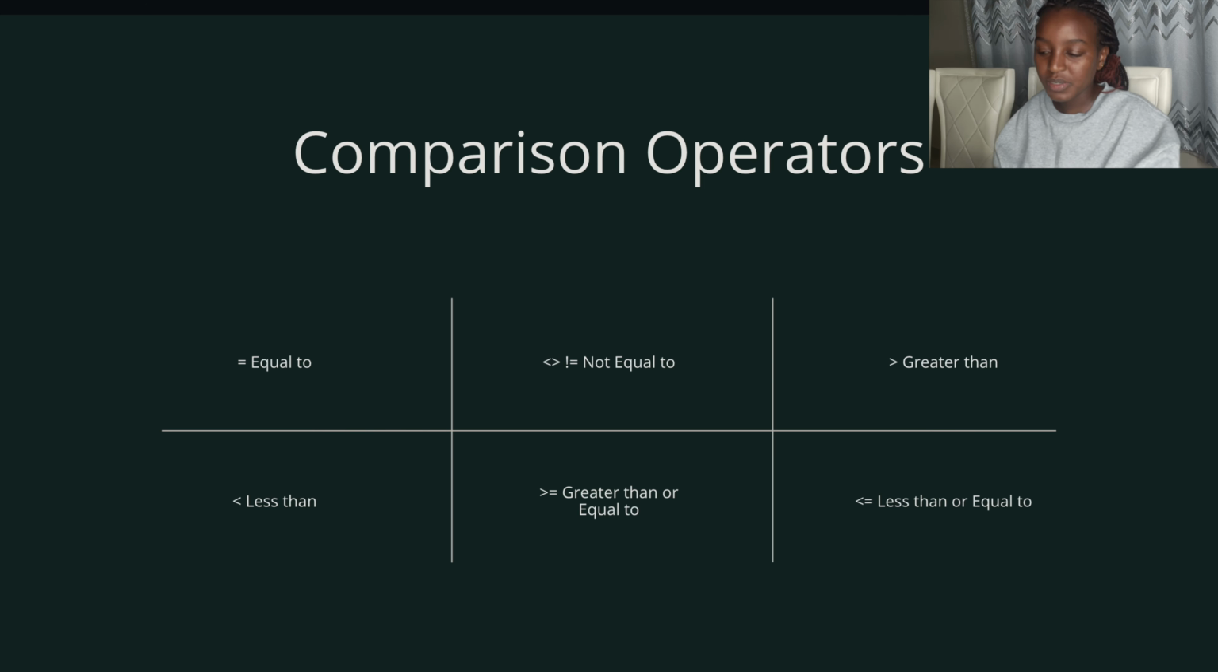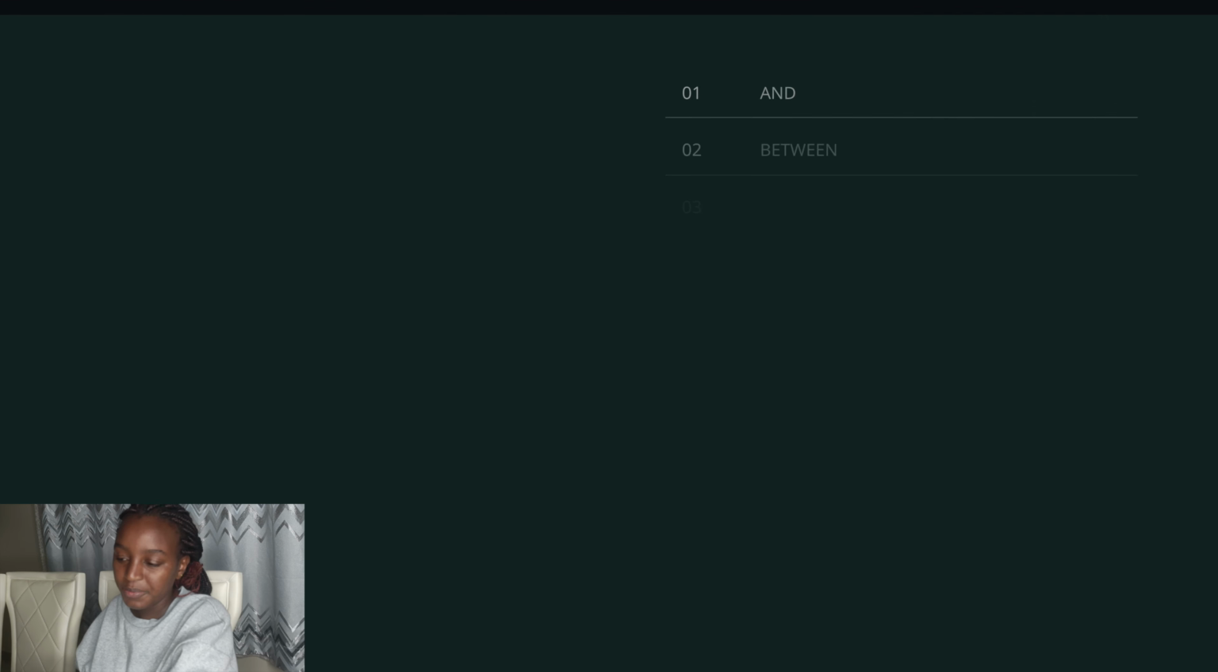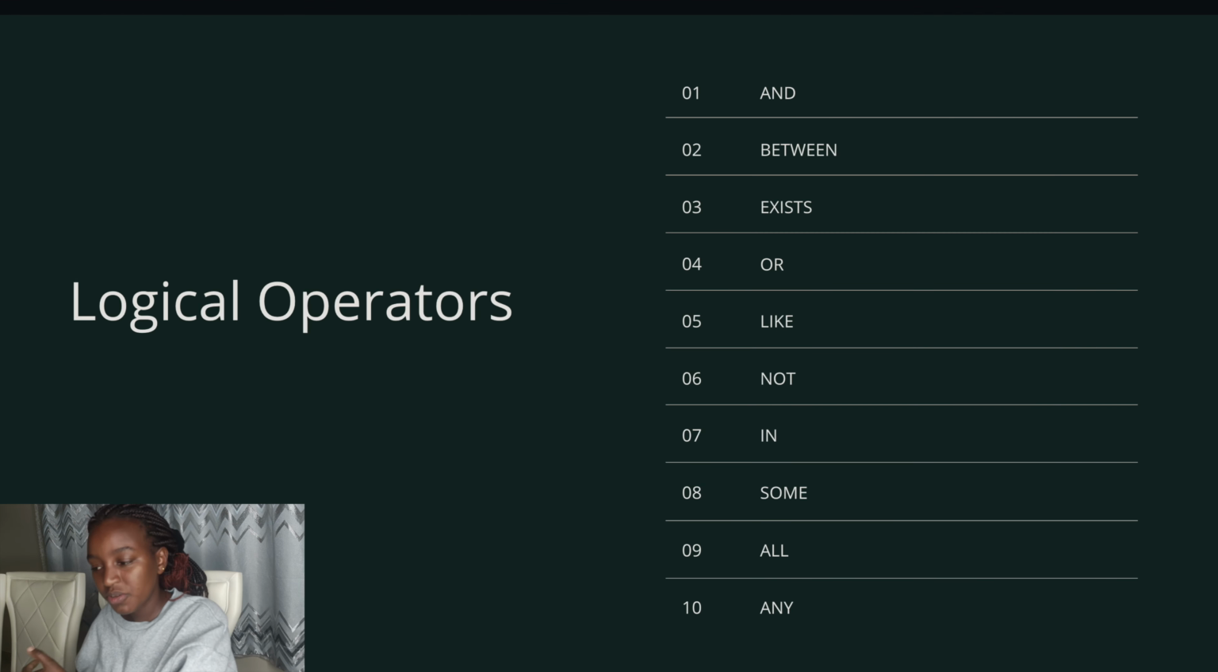We have comparison operators, we've gone through them: equal to, not equal to, and the different ways to write not equal to. We have greater than, less than, greater than or equal to, less than or equal to. Use either. We have different logical operators: and, between, exists, all, like, not, in. And 3 that we've actually not covered in this video: some, all, and any.